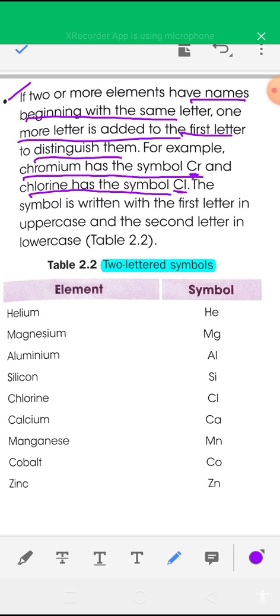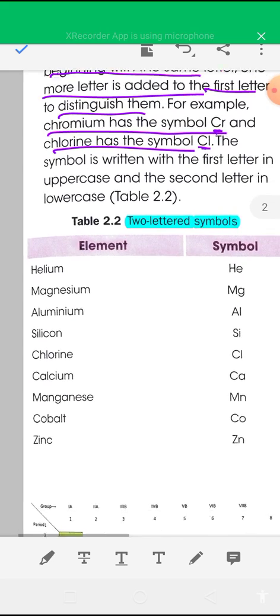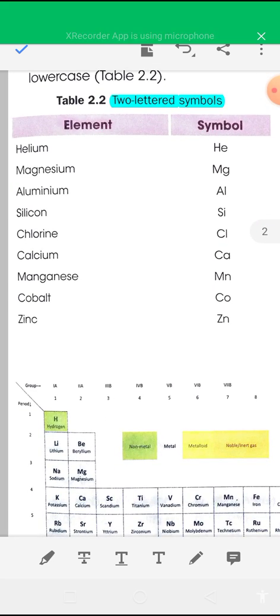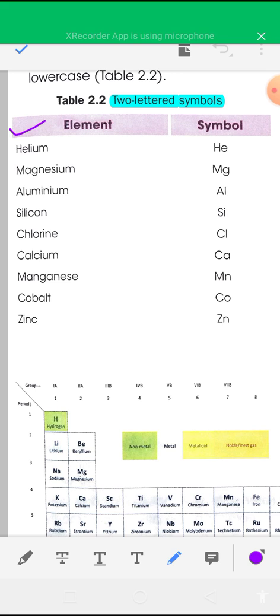The symbol is written with the first letter in uppercase and the second letter in lowercase. So the first letter you have to write in capital. For example, the symbol of helium is He, because only H is used for hydrogen. So the symbol of helium is He, a two-letter symbol.